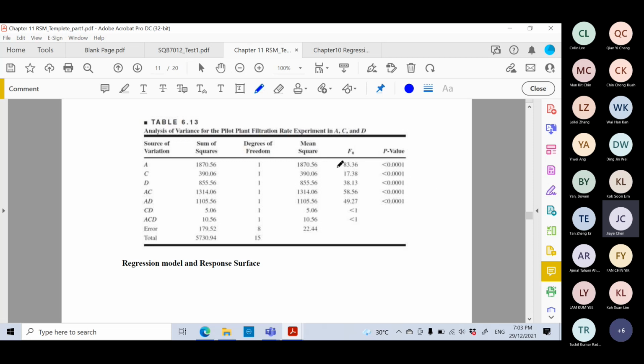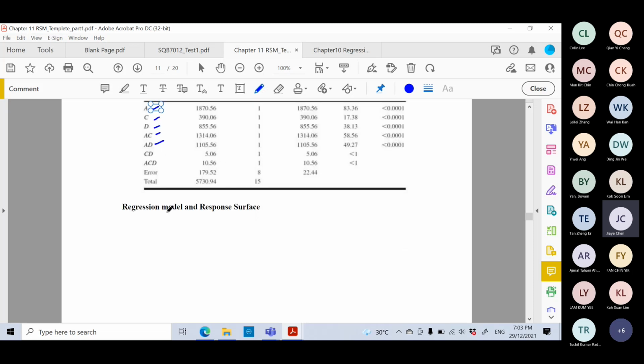It depends on the way you want to identify the important factors. Based on the ANOVA given here, we know that these 5 are the important factors, because the p-value is small when compared with alpha of 5%. So all of these are significant, which means that we can formulate our regression model.